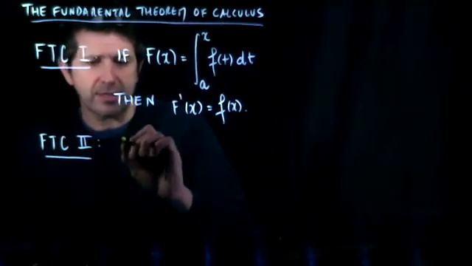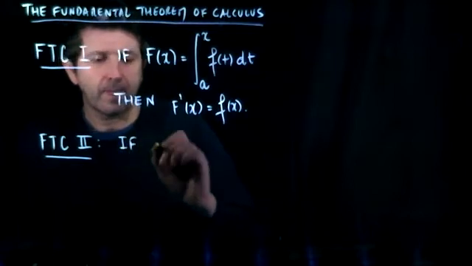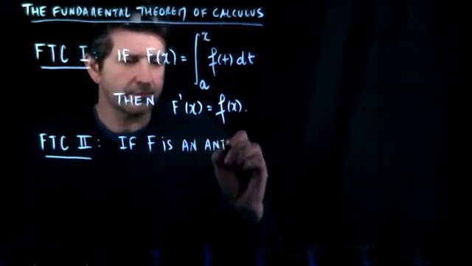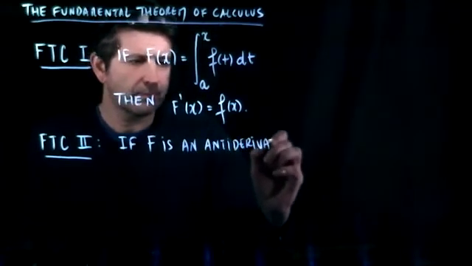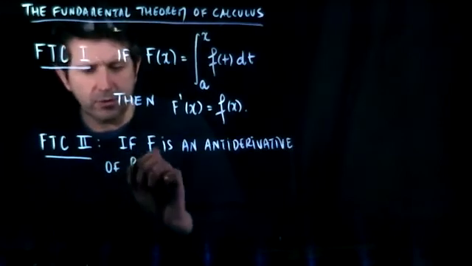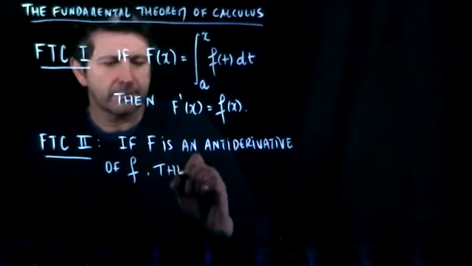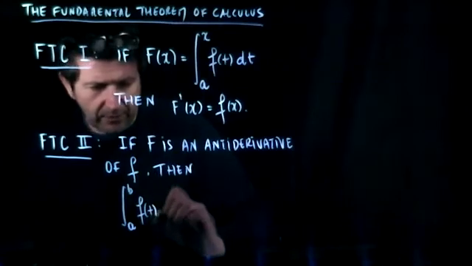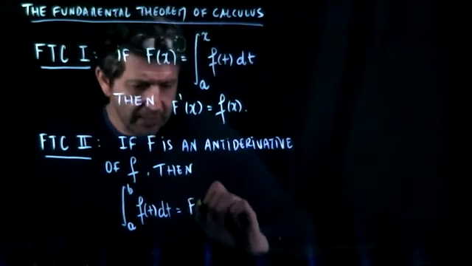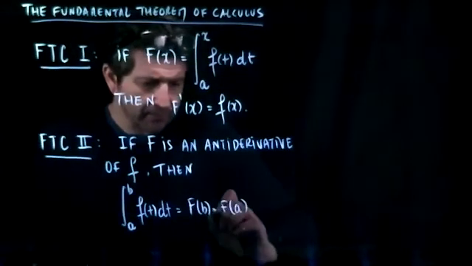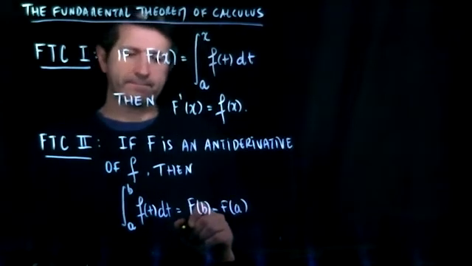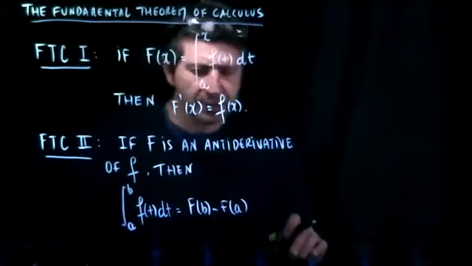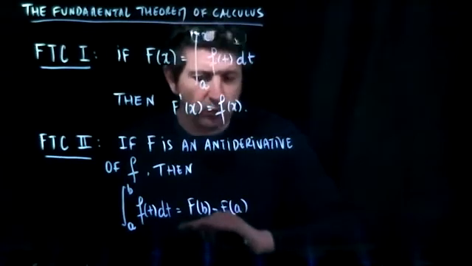What this says is that if big F is an antiderivative of small f, then the area from A to B of small f of t dt is equal to big F of B minus big F of A. Okay, and this is what we're going to call the definite integral, and we're going to talk about this shortly. So this one is the one we're going to use the most.